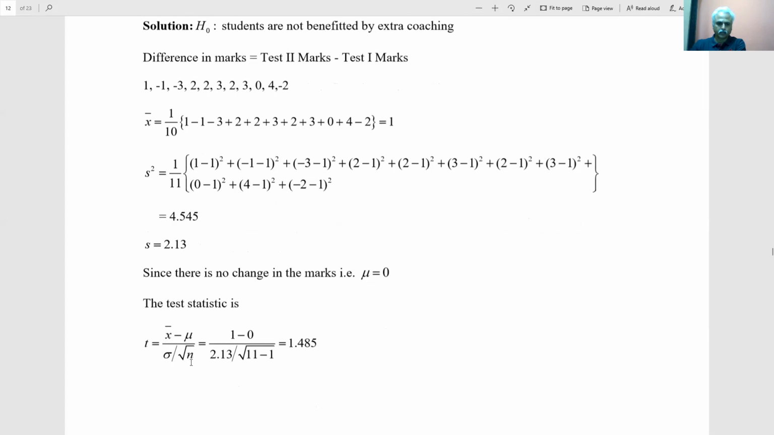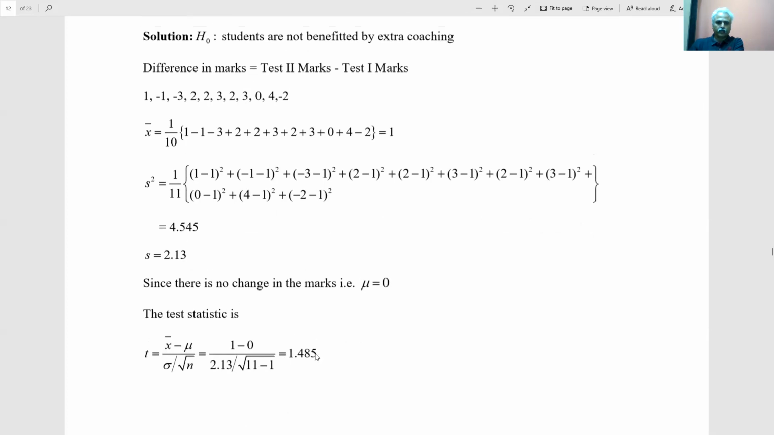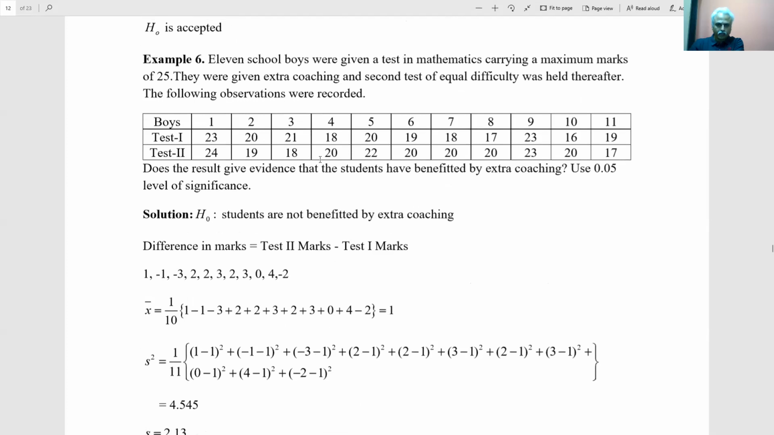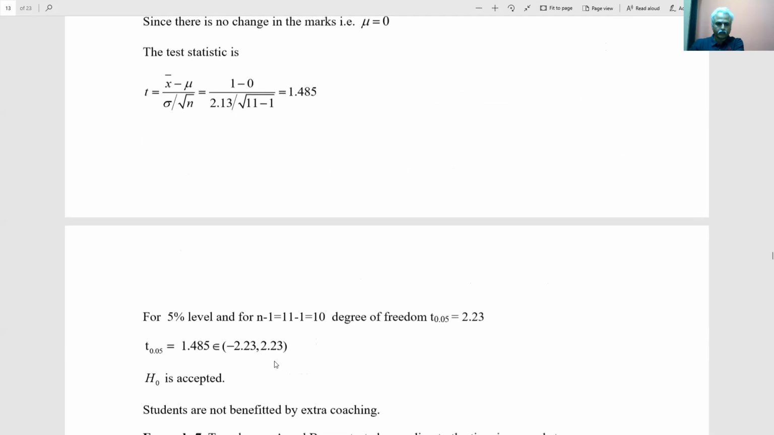Sorry, this should be square root of n minus 1. That is 11 minus 1, because 11 students are there. We get 1.485. So for 10 degrees of freedom, for 95% confidence, t 0.05 for 10 degrees of freedom is 2.23.